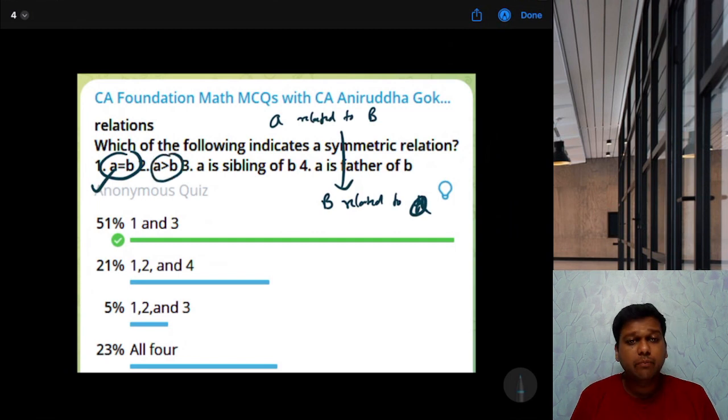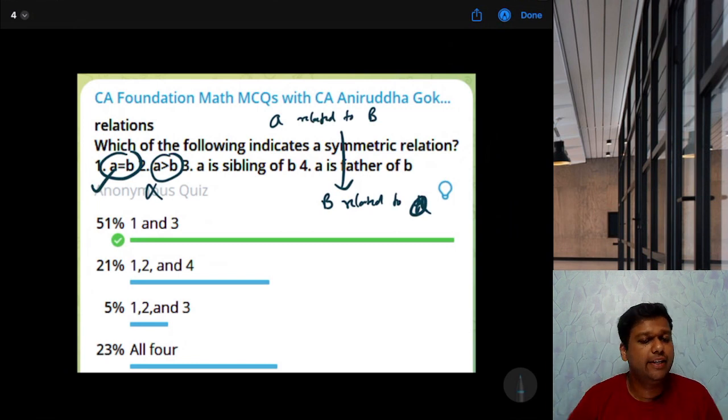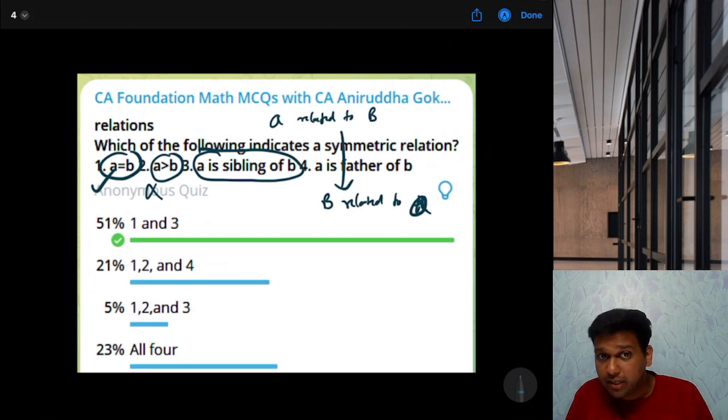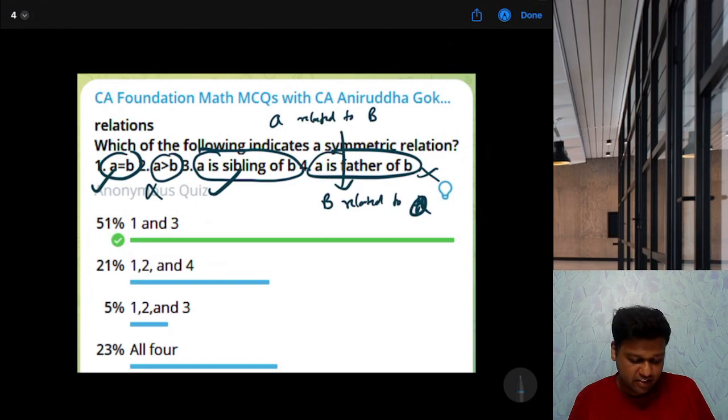If A is greater than B, then B is greater than A. That is not correct, right? Because if A is greater than B, that means B is less than A. So 2 is not correct. If A is sibling of B, then B is sibling of A. That is also correct because sibling is brother or sister, real brother or sister, right? If A is father of B, then B is father of A. That is also not correct, right? B will be son or daughter of A. So 1 and 3 is the correct answer.